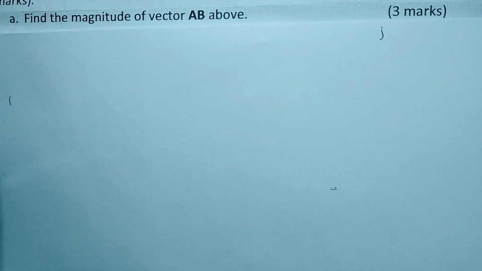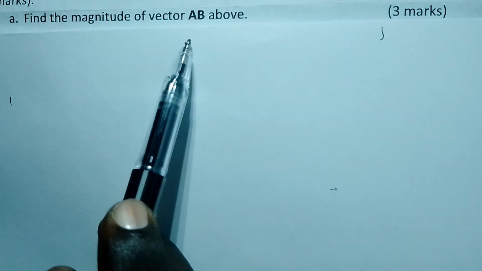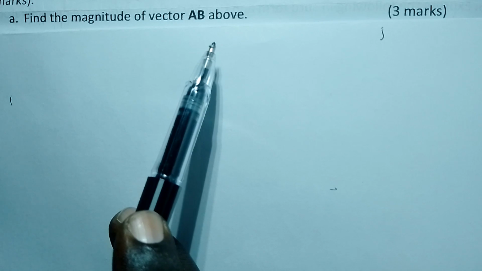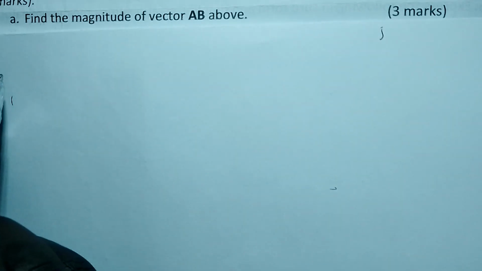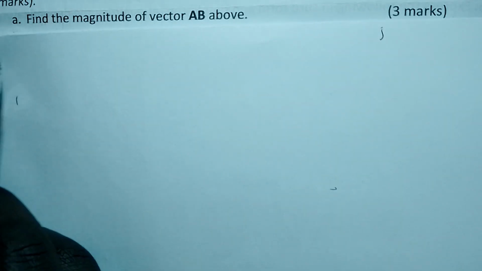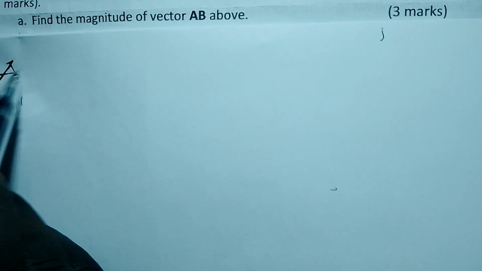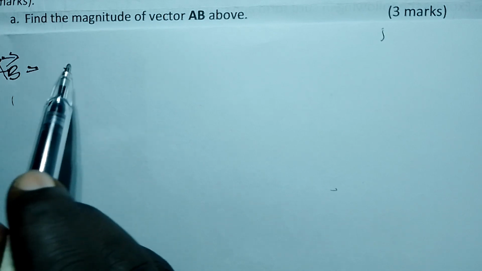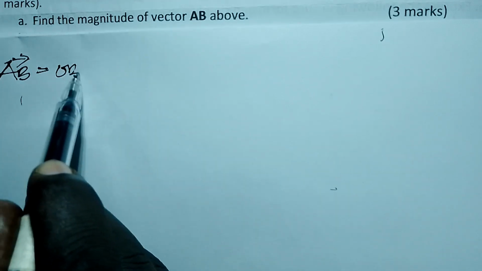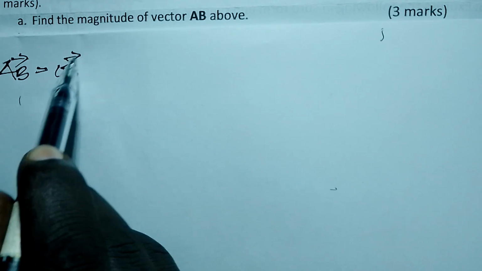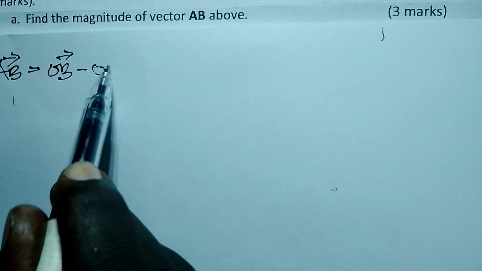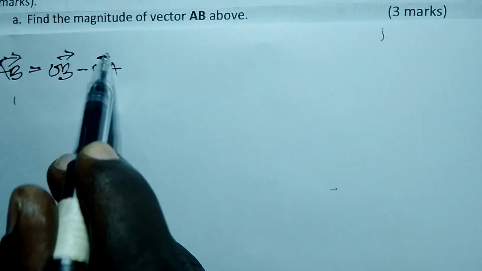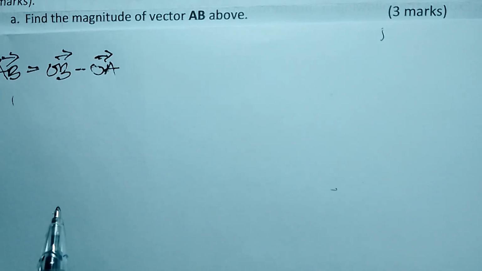In part A, we are told to find the magnitude of vector AB above. Now, if we want to find the magnitude of vector AB, the position vector of AB would be given by the vector OB minus the vector OA.